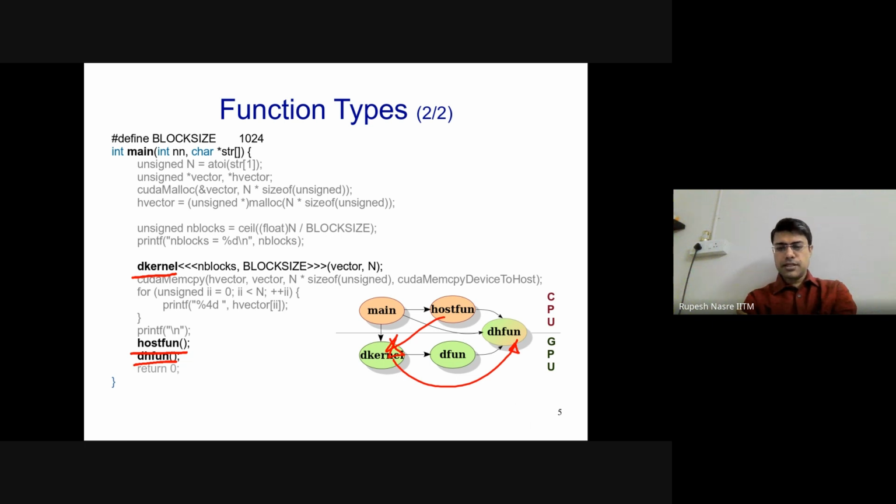Okay, so there are these recursions also possible. For example, main can call itself, host fun can call itself, dkernel can call itself, dfun can call itself, and dhfun can call itself as well. Right. So all these self arrows are also possible.